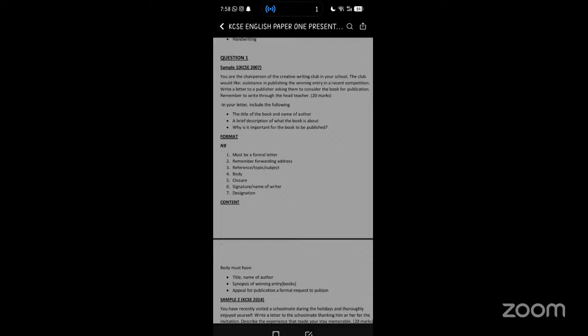Format: NB. 1. Must be a formal letter. 2. Remember forwarding address. 3. Reference, topics or subject. 4. Body. 5. Closure. 6. Signature, name of the writer. 7. Designation. A moment. Body must have title, name of the author, synopsis of winning entry books, appeal for publication, a formal request to publication.